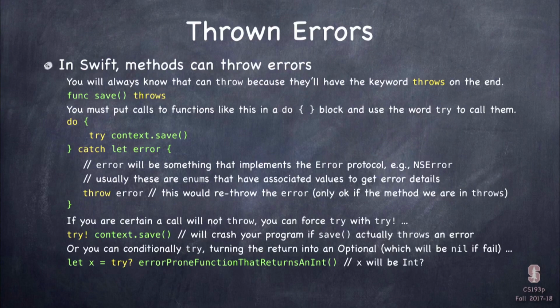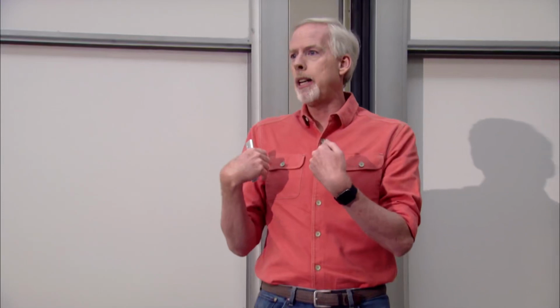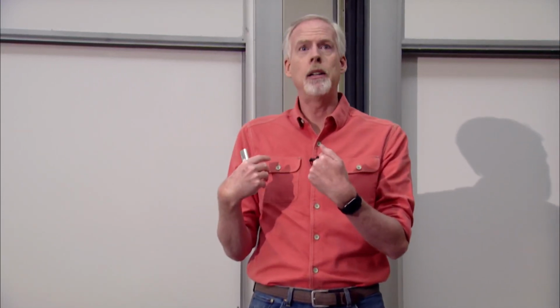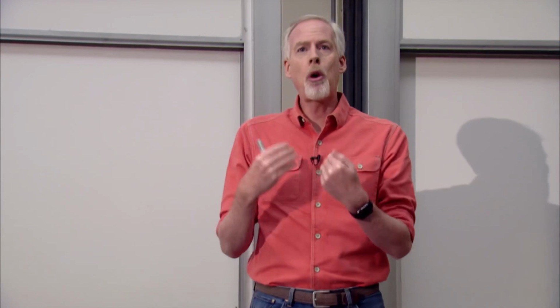Now the interesting thing is, you might be calling a function that returns a value, okay, and that can throw. So here I've got my error-prone function that returns an int, okay, and so what if I want to try it with try question mark? Well, if it succeeds, I need that int back, but if it fails, I can't get the int back. Okay? So what happens when you do try question mark?